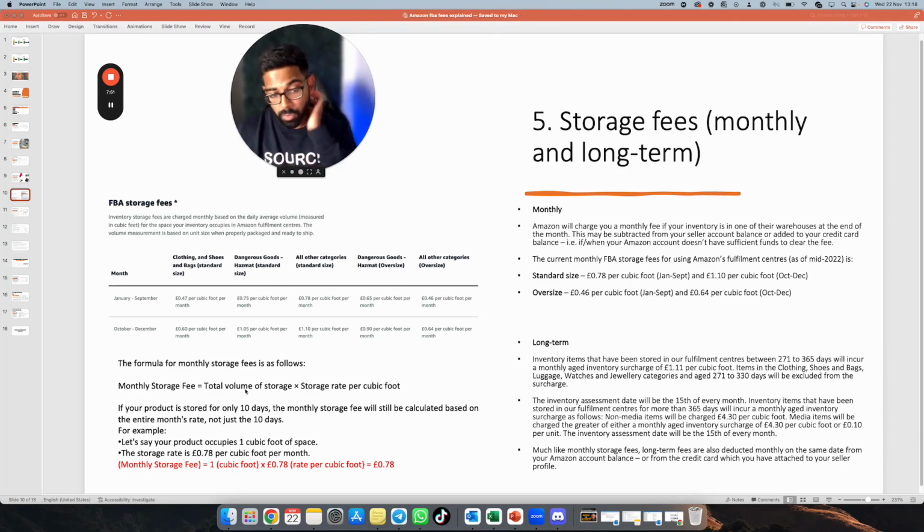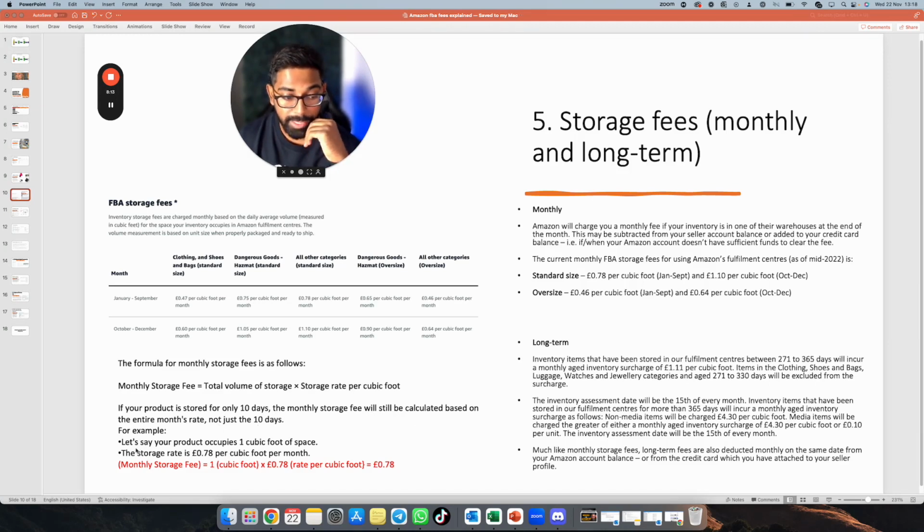Here I just show you the same information, but here's the formula that you can use to calculate your monthly storage fee. So if the product is stored for only 10 days, the monthly storage fee will still be calculated based on the entire month's rate, not just the 10 days.